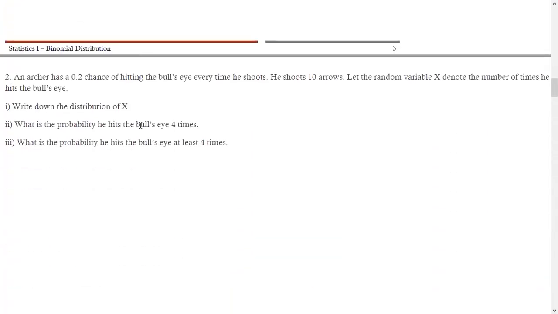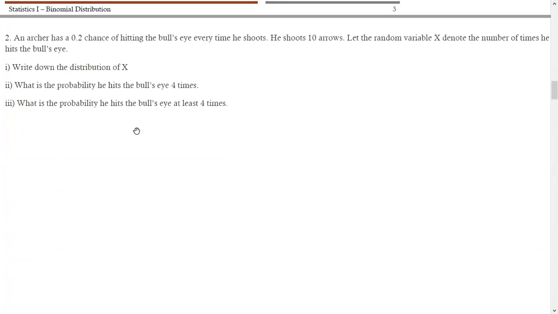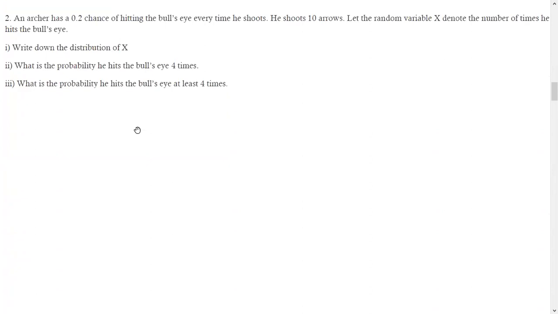Let's move on to the first actual example with a context. We have an archer who has a 0.2 chance of hitting the bullseye. He shoots 10 arrows. Let the random variable X be the number of times he hits the bullseye. In this case, this will be an example of a binomial distribution.